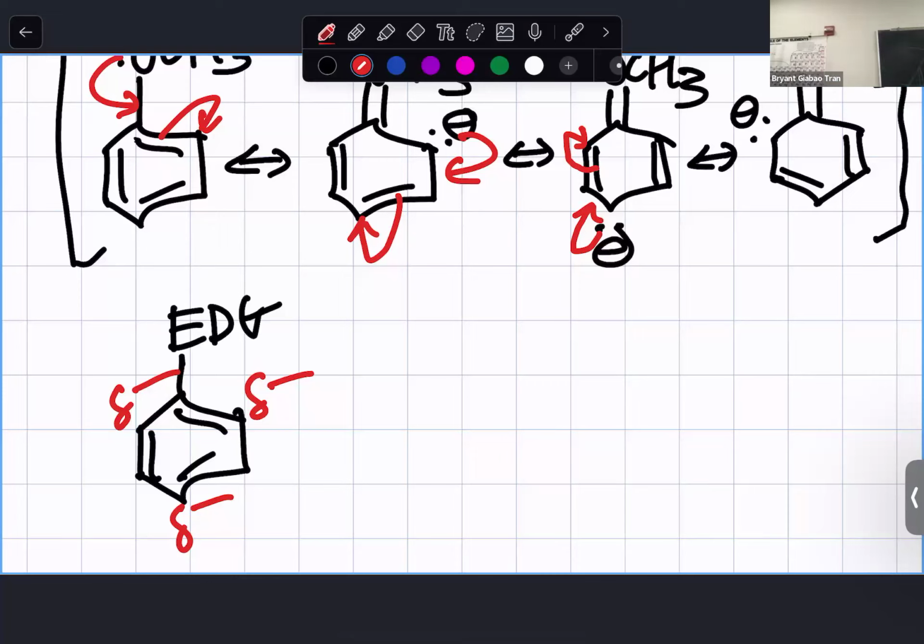Which means that the ortho and para carbons of this benzene ring are the strongest nucleophiles. They are stronger nucleophiles than the meta position because negative charges are better nucleophiles than neutral charges. That's why EDGs are ortho para directing.